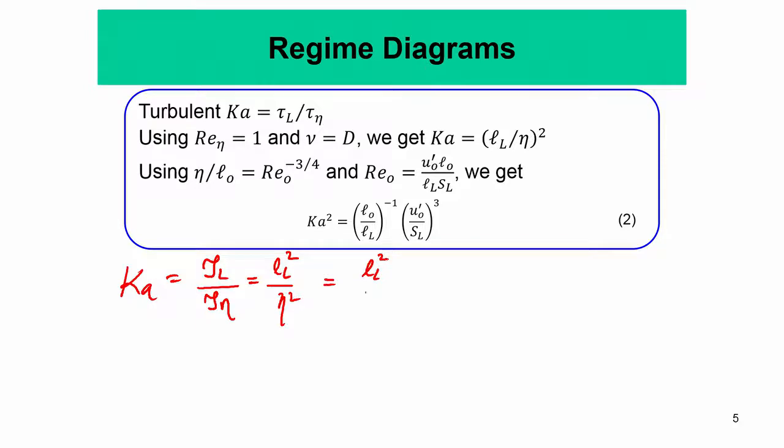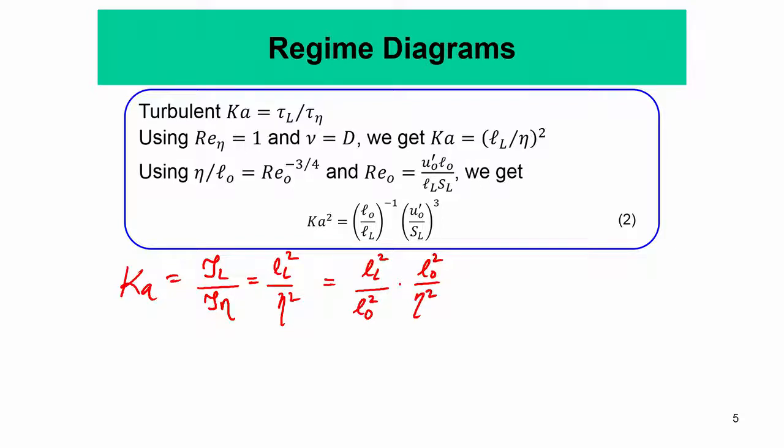Then I can write LL square by L0 square, which is my integral length scale, times L0 square by eta square. So, it becomes the square of the ratio of the flame length scale to the integral length scale, and the integral length scale to the Kolmogorov length scale. Now, what is the ratio of the integral length scale to the Kolmogorov length scale? That we should derive.